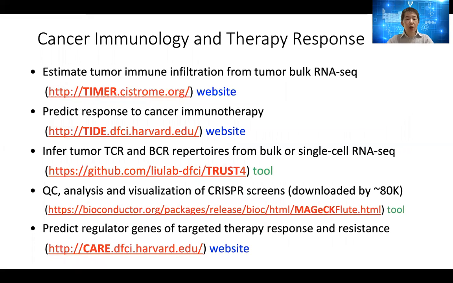We also developed open access computational resources to help model cancer immunology and therapy response. They include TIMER for estimating tumor immune infiltration from tumor bulk RNA-seq data, TIDE to predict response to cancer immunotherapy, TRUST to infer tumor T-cell receptor and B-cell receptor repertoires from bulk or single-cell RNA-seq data, MAGeCK for quality control, analysis, and visualization of CRISPR screens, and CARE to predict regulator genes of targeted therapy response and resistance.